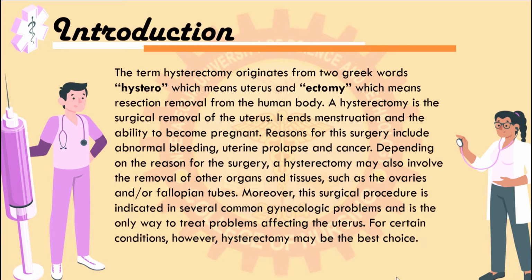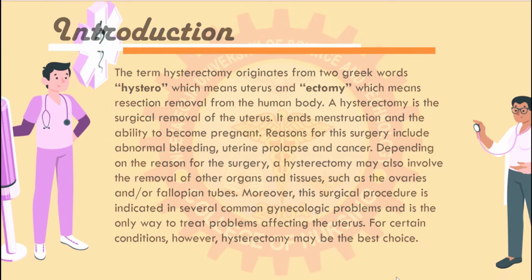Depending on the reason for the surgery, a hysterectomy may also involve the removal of other organs and tissues such as the ovaries and/or fallopian tubes. Moreover, this surgical procedure is indicated in several common gynecologic problems and is the only way to treat problems affecting the uterus. For certain conditions, however, hysterectomy may be the best choice.